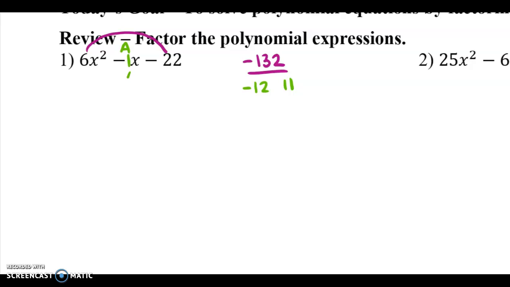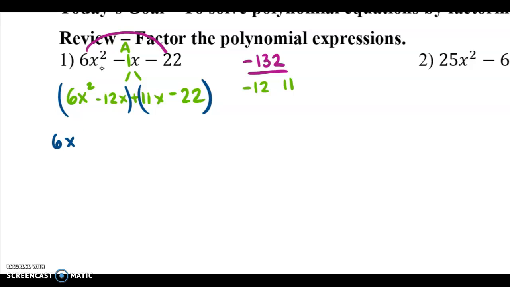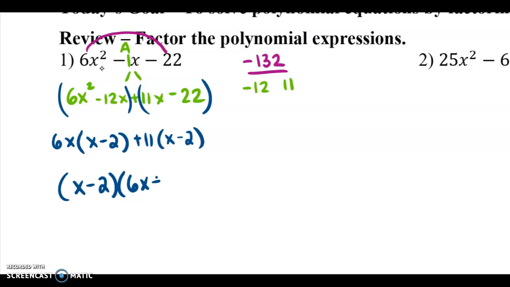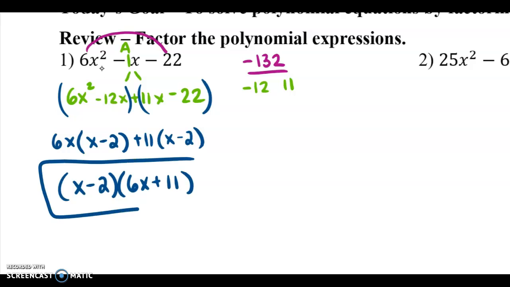So what I do is I plug that in. So negative 12x plus 11x, then bring down the minus 22 and bring down the 6x squared. Then factor by grouping. So I can take out a 6x, leaving me with x minus 2, and I can take out a positive 11, which leaves me with x minus 2. So factored, this is x minus 2 and 6x plus 11. All right, so that was the British method.